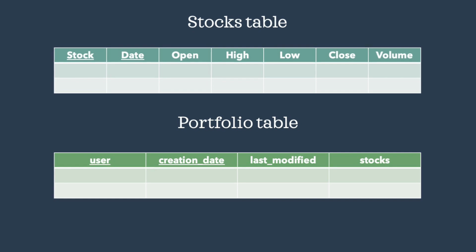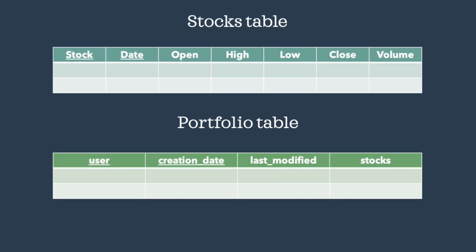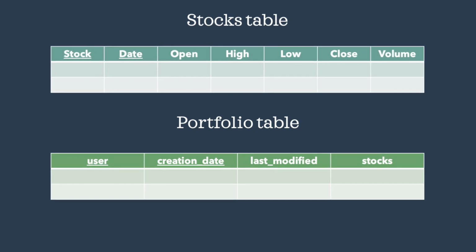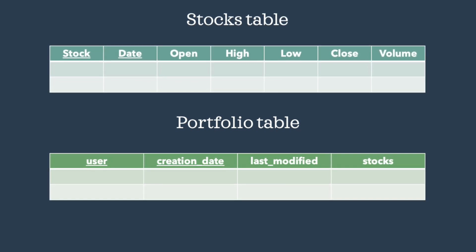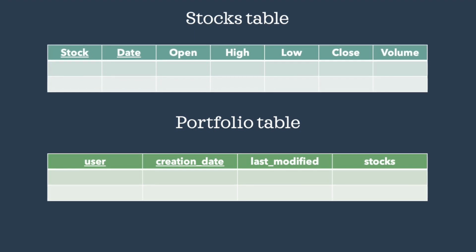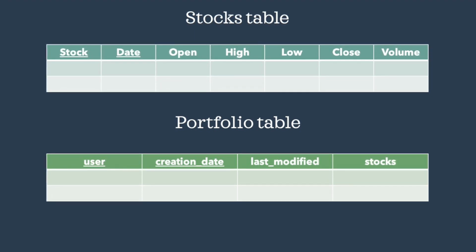Now let's talk about the second table, which is the portfolio table. The portfolio table has columns including username, creation date, last modified date, and stocks list. We define username and creation date as the primary key, ensuring the uniqueness of each portfolio entry.